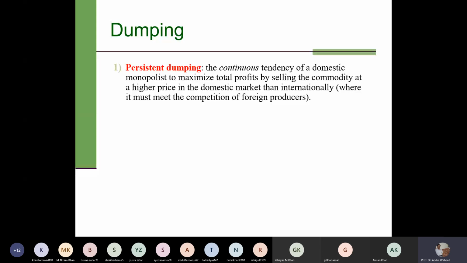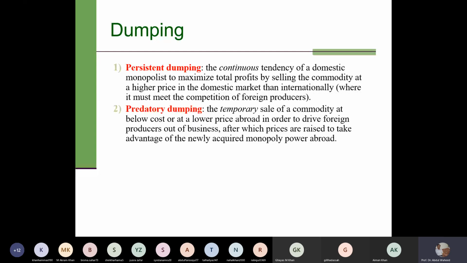So it means in the domestic market, you are selling your product at a higher price, but in the international market, you are selling the same product at a lower price where you are supposed to meet with your competitors. So in this way, what is the possibility that you want to drive out your competitor from the market by selling your product at a lower price internationally. Okay, then this is another type of dumping, which is predatory dumping.